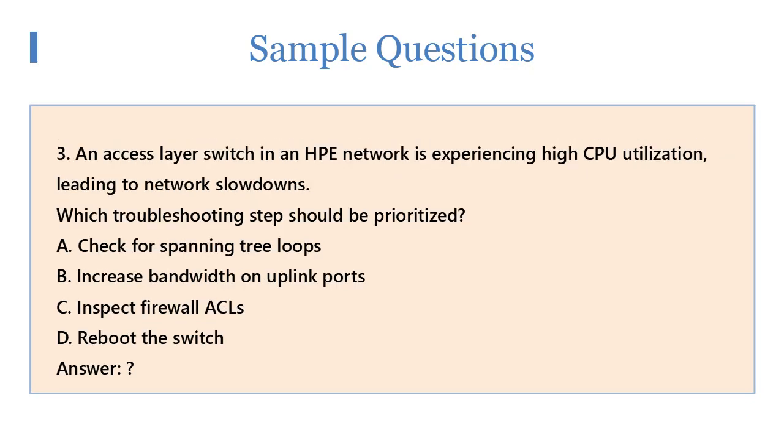3. An access layer switch in an HPE network is experiencing high CPU utilization, leading to network slowdowns. Which troubleshooting step should be prioritized? A. Check for spanning tree loops. B. Increase bandwidth on uplink ports. C. Inspect firewall ACLs. D. Reboot the switch.